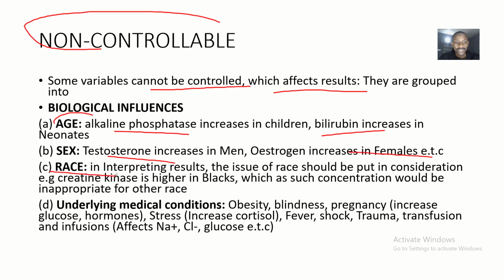Then race. When interpreting results, the issue of race should be put into consideration because creatine kinase is normally higher in blacks, which at such concentration will be inappropriate for races like the Americans, the Indians, the Asians, and the rest of them. Then underlying medical conditions. Conditions like obesity, blindness, pregnancy. Pregnancy will normally elevate glucose and hormones. Stress levels will elevate cortisol. Fever, shock, trauma, transfusion and infusions, all these will affect sodium, chlorine, or glucose levels in the body.